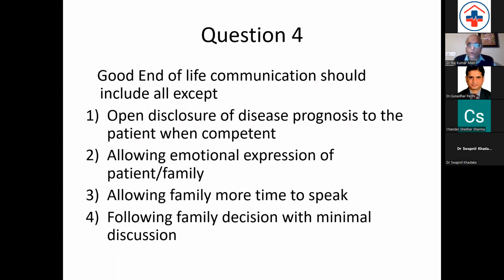Now, question number 4. Okay, for those who are nearly asleep now. Okay, now let us look at it. Good end-of-life communication should include all except, one of them is not quite right: open disclosure of disease prognosis to the patient when competent, allowing emotional expression of patient and family, allowing family more time to speak, following family decision with minimal discussion.